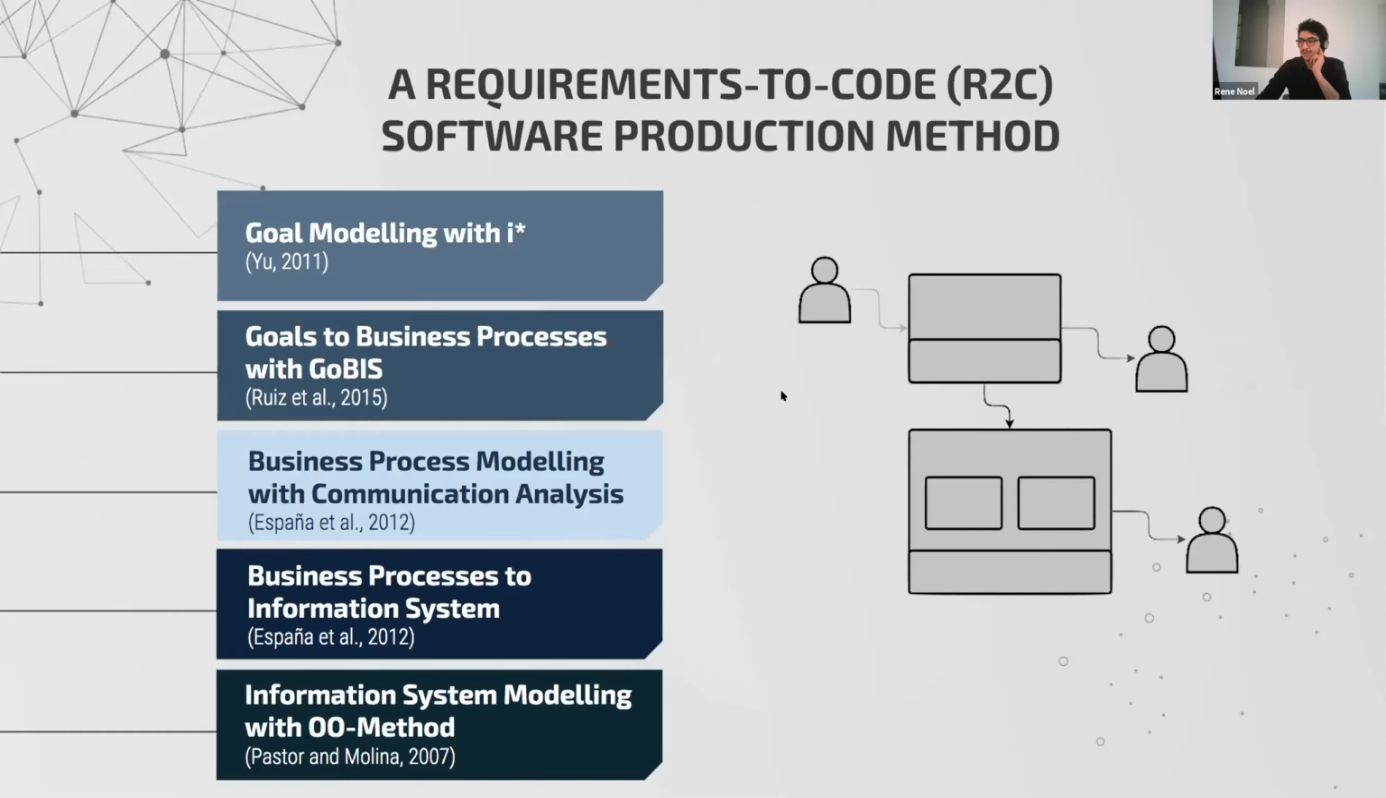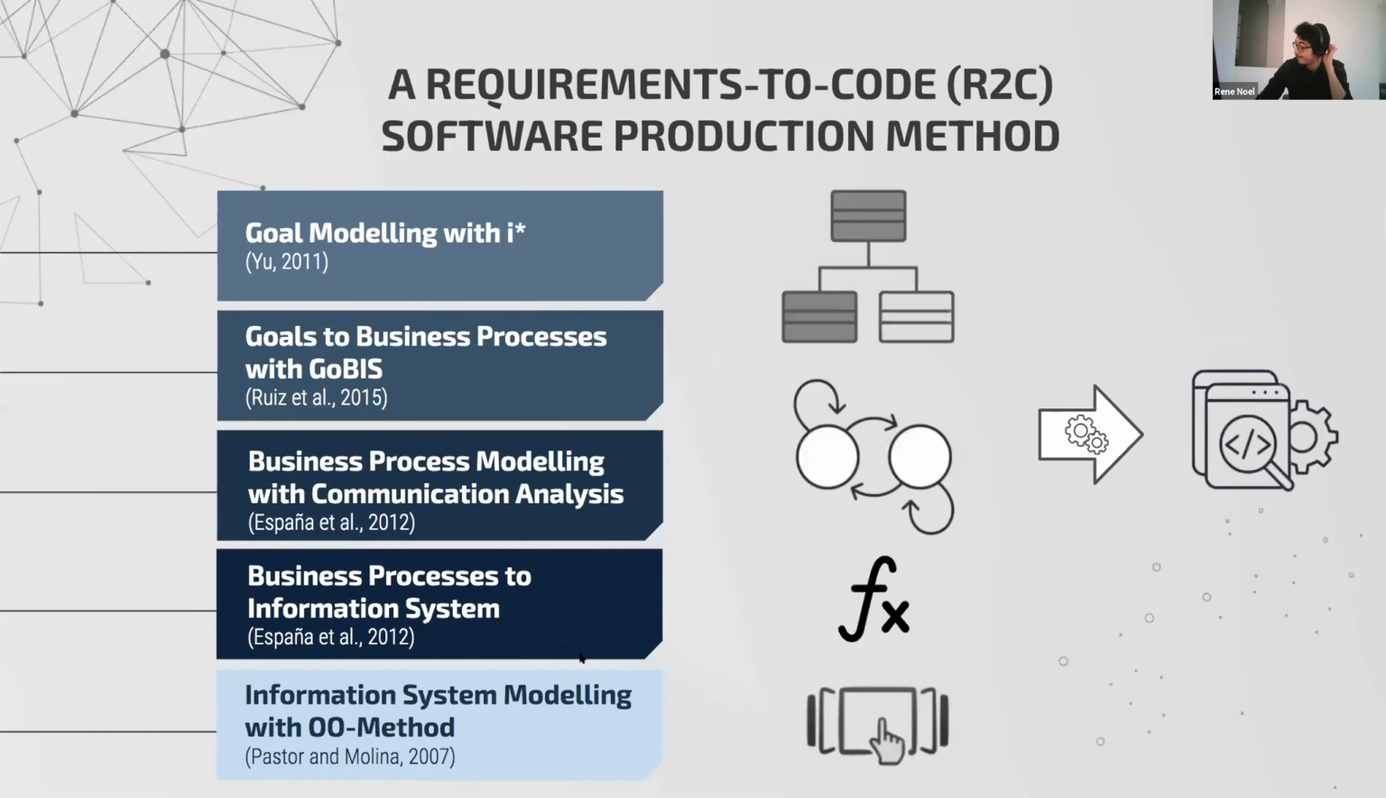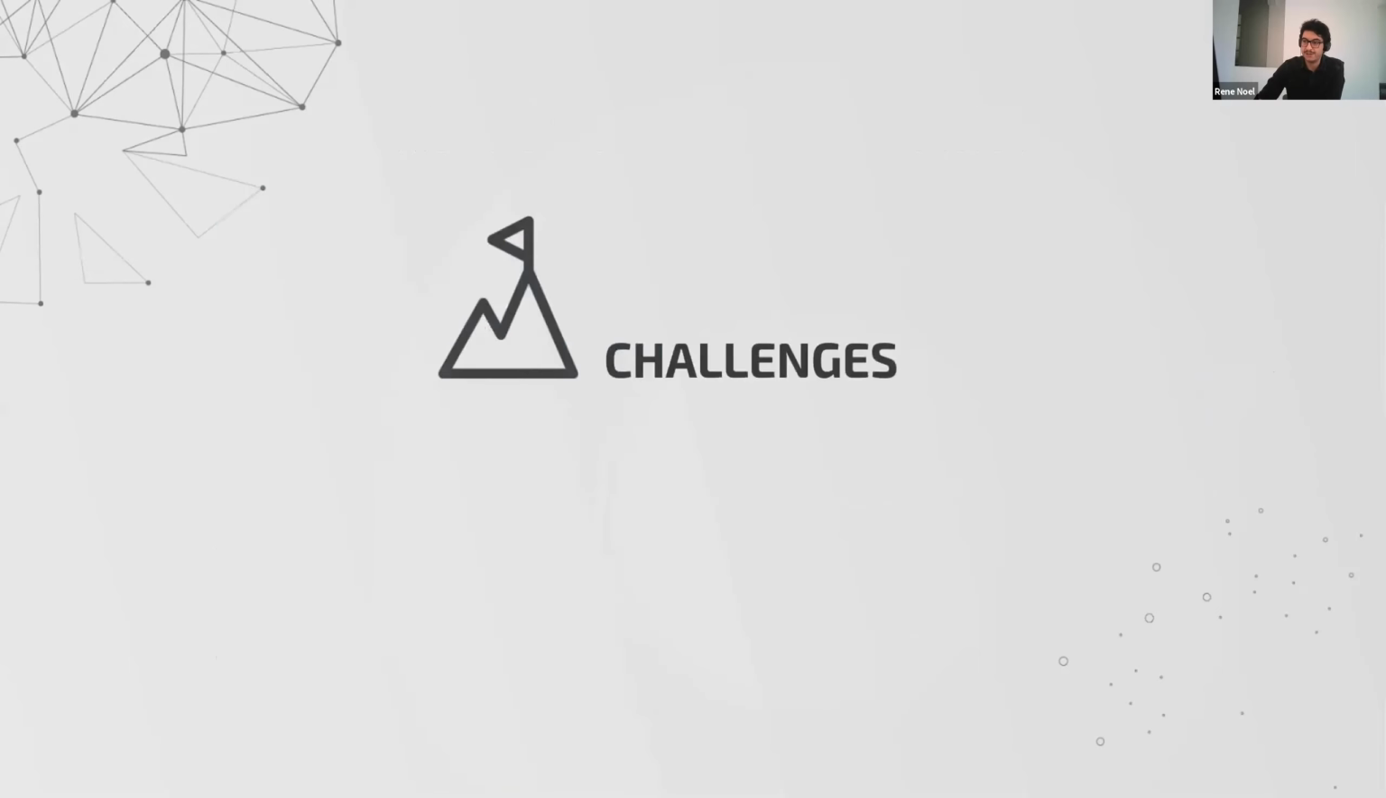With Communication Analysis, we can model the flow of communicative events as well as the messages that the actors send to each other. This message structure specification is rich in detail, and it allows the generation of most of the information system model. By using OO-Method, we can model the system structure, behavior, functionality, and the user interaction. And using the tool support of OO-Method, it is possible to generate working code of the information system. So this is the requirements-to-code method, but it has some challenges that my thesis wants to address.